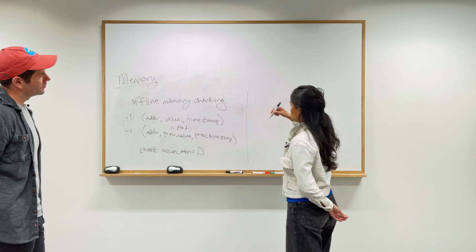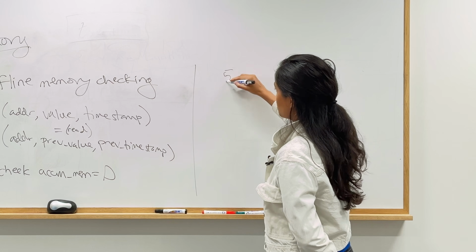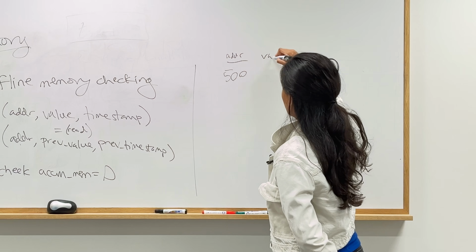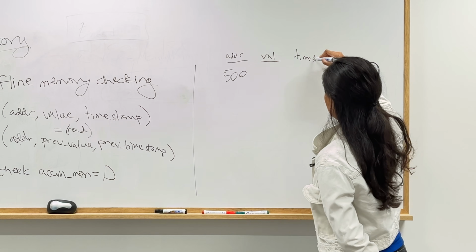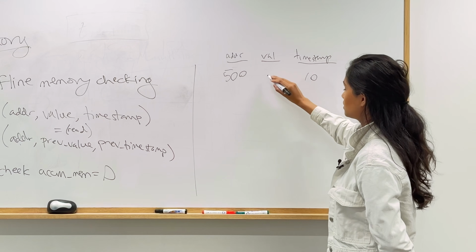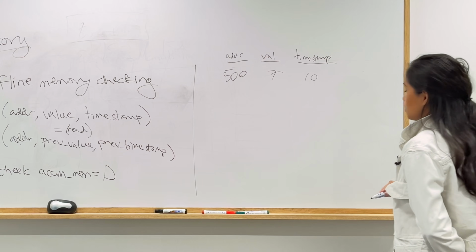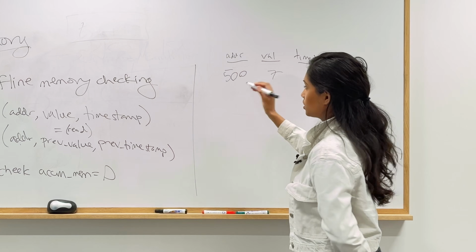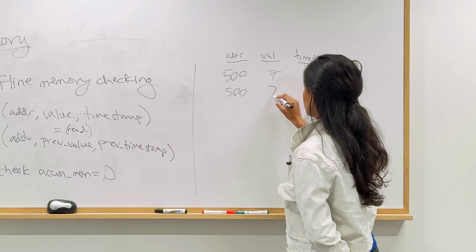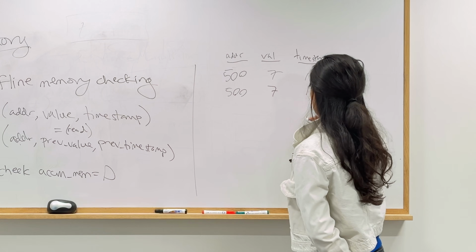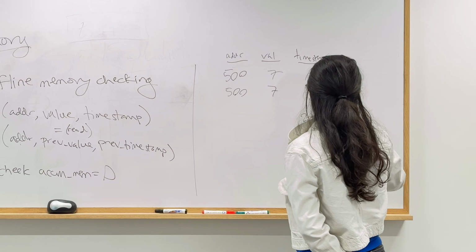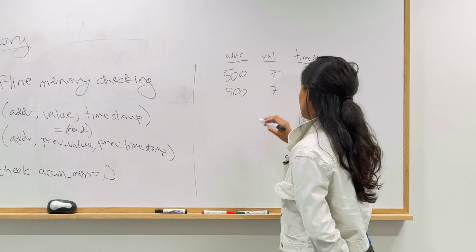Let's imagine you're trying to access memory at some address 500. This is the address, this is the value, and this is the timestamp. Say it were time 10, and the value is 7. And then we're at time 11, and we're also accessing it again. Now we want to do a read, so the value is still 7. And then say at timestamp 20, we want to do a write. So this is a read, this is a write, and the value becomes 15.